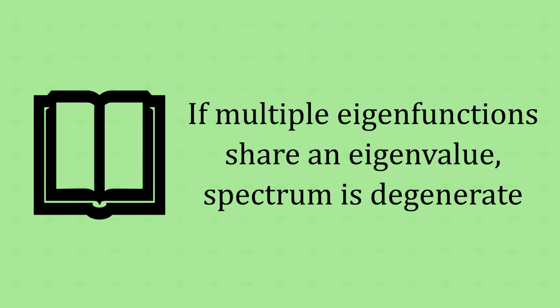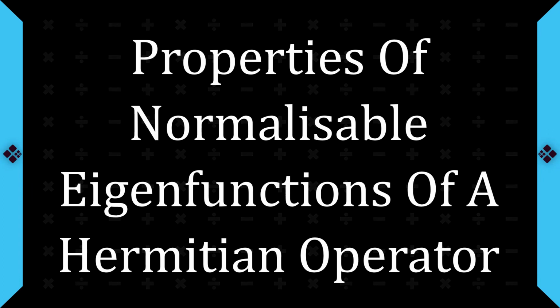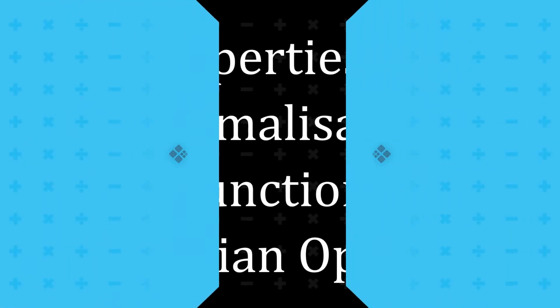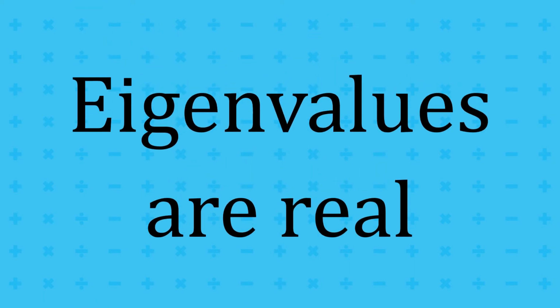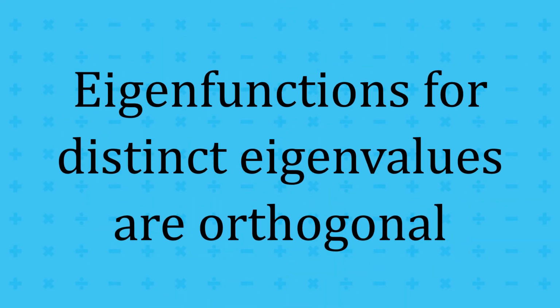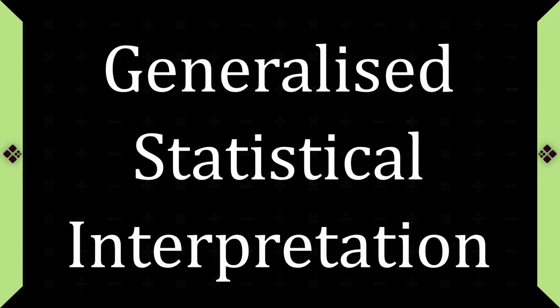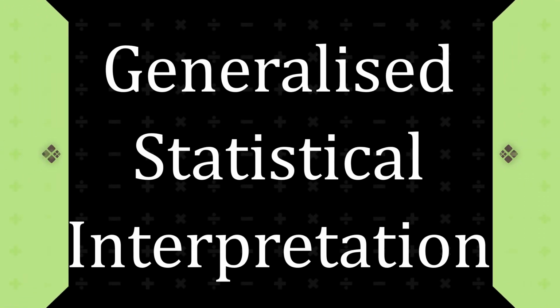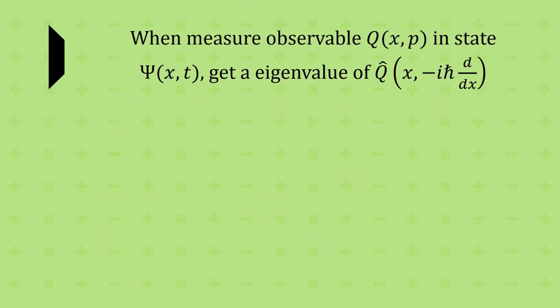Next, we want to define a degenerate spectrum. The collection of all eigenvalues of an operator is called its spectrum. If multiple linearly independent eigenfunctions share the same eigenvalue, the spectrum is degenerate. The normalizable eigenfunctions of a Hermitian operator have two important properties. First, their eigenvalues are real. Second, eigenfunctions belonging to distinct eigenvalues are orthogonal.